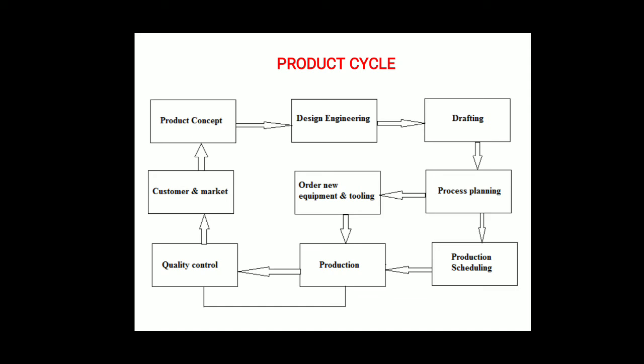After production, we go for quality and inspection control, and later we launch that part on the market, and the customer gives feedback. So this cycle runs continuously throughout the life of the product. This is our basic product cycle, how we run this cycle.